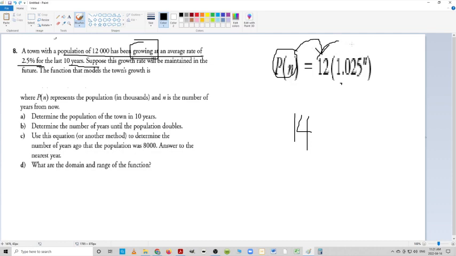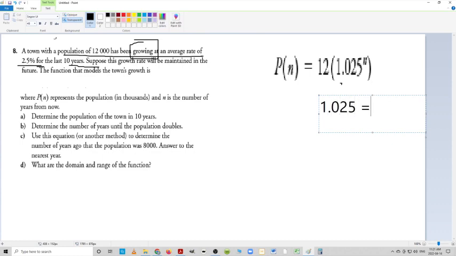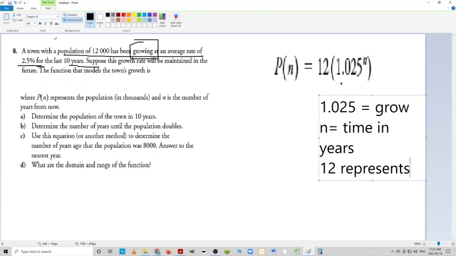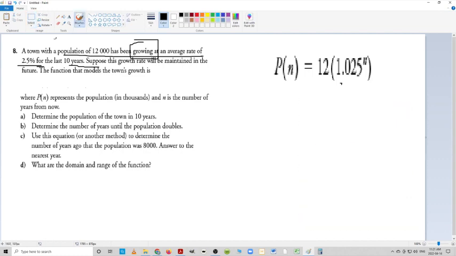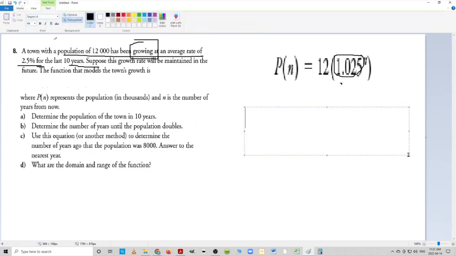That's the 12. Let's just stop for a second and ask ourselves, what transformations are there? Well, first of all, this is a growth curve, because 1.025 is bigger than 1. Second, the n is equal to time in years, right? And third, the 12 represents a stretch, and it's outside of the x, so it's a vertical stretch. It's a y transformation. So if I was going to find new digits, and you might say, well, how would you account for this stretch in here? Well, here's the stretch in there. If I was to rewrite this as a proper transformation, it would be this.